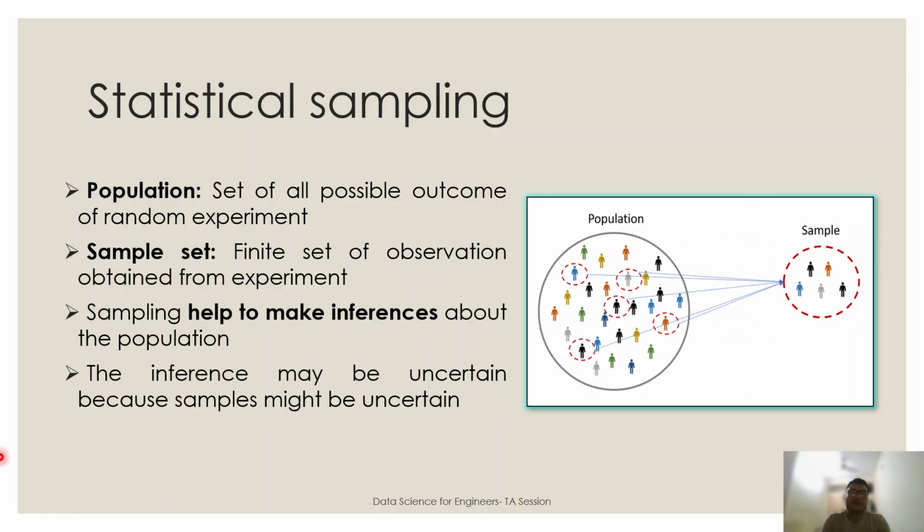Why we calculate from a sample is to make some inferences about the population. So right here, what inference do I want to make? I want to calculate the average height of my Indian population. So that's the inference I want to make. The inferences may be uncertain because sampling might be uncertain.